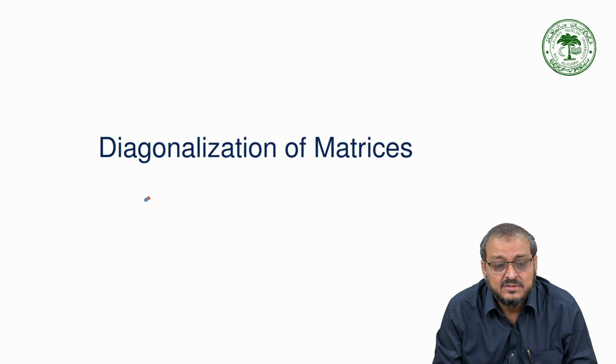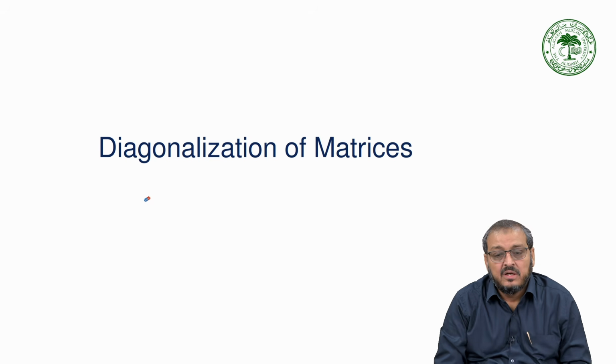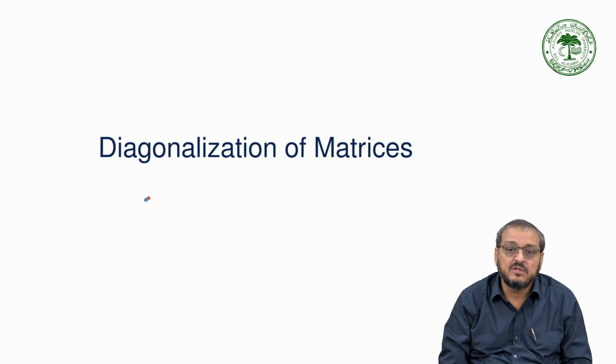Welcome, my dear students. In the last class, we discussed the properties of eigenvalues and eigenvectors, and we showed that if lambda 1, lambda 2, ..., lambda n are distinct eigenvalues, and v1, v2, ..., vn are the eigenvectors corresponding to the distinct eigenvalues lambda 1, lambda 2, ..., lambda n, then these eigenvectors are linearly independent.